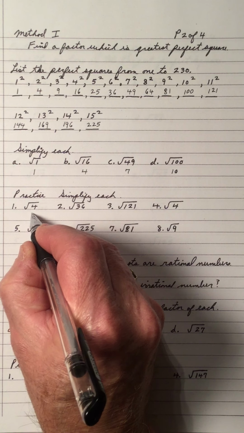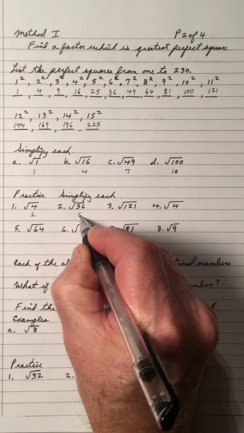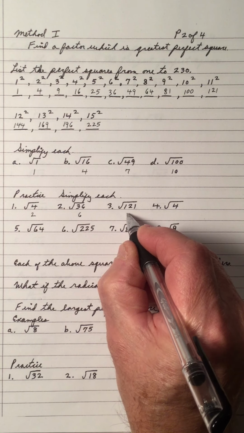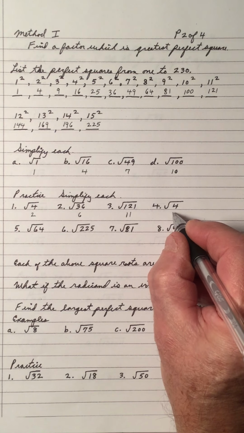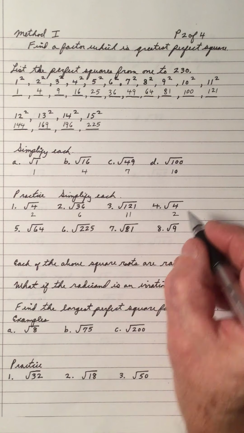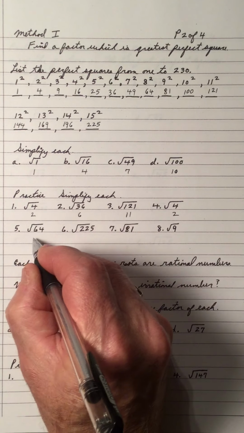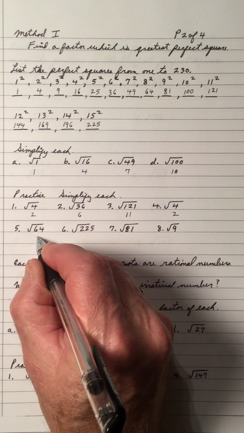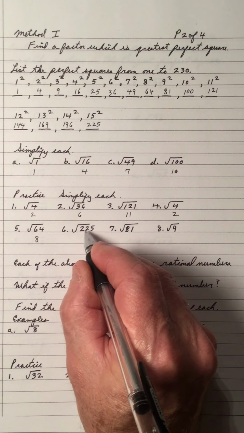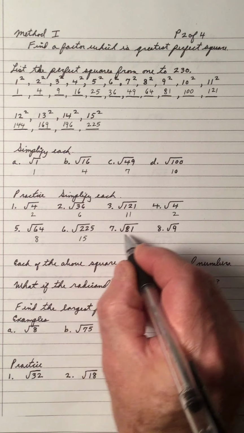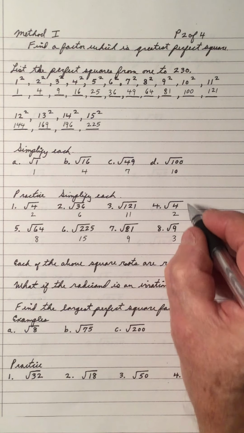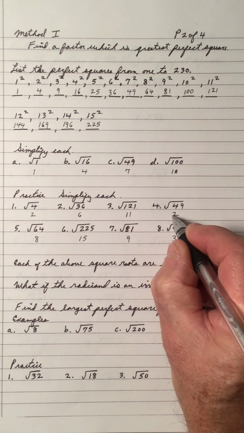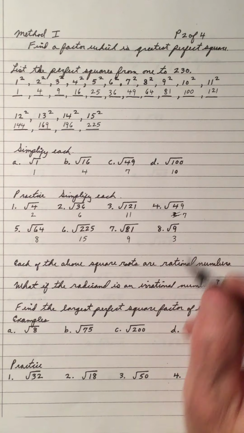Square root of 4, 2. 36, 6. Square root of 121, 11. Square root of 4 again, 2. Square root of 64 is an 8. Square root of 225 is 15. Square root of 81, 9. Square root of 9, 3. Square root of 49 is a 7. I left out the 9 there.